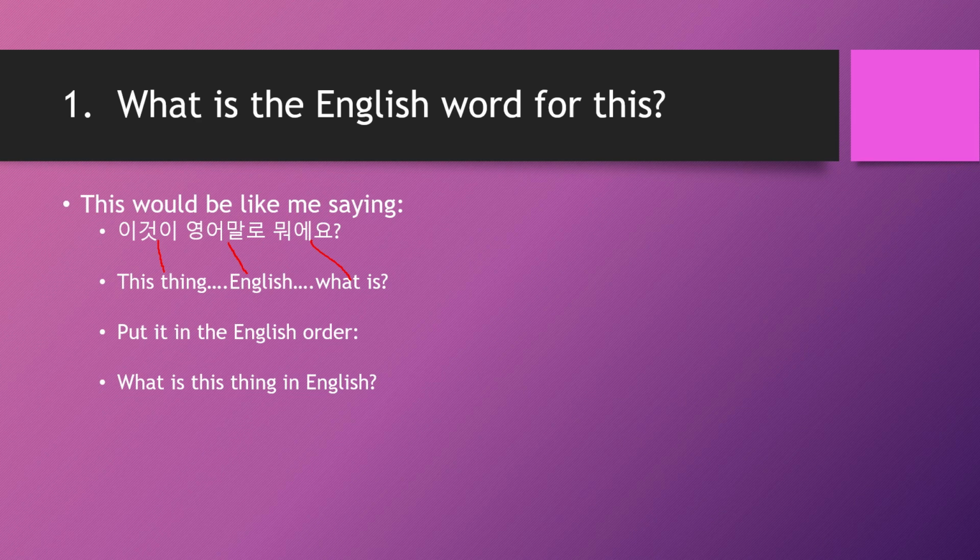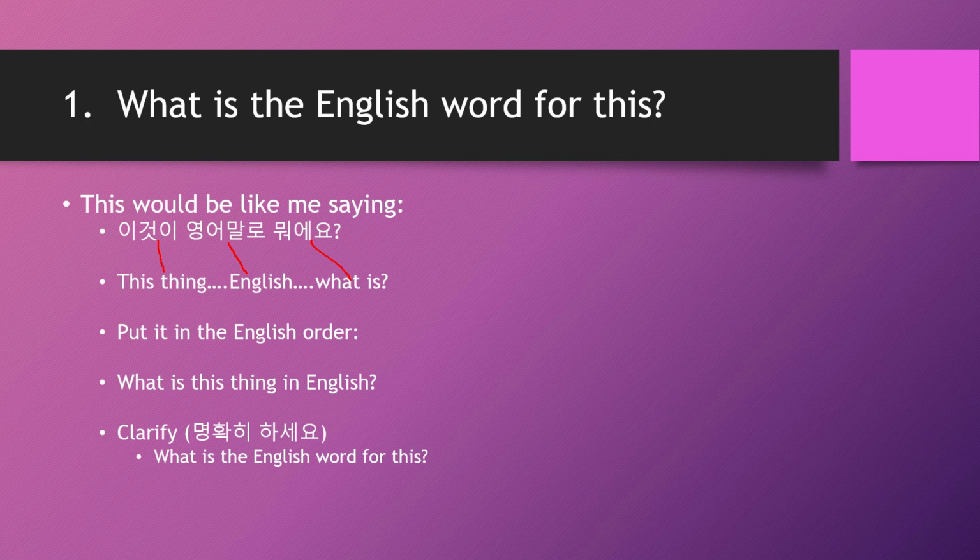However, we might want to clarify. We might want to be more clear. We might say, what is this word? What is the word for this in English? Clarify. 명확히 하세요. Clarify. Make more clear. Make it more easy to understand what it is that we're trying to say. What is the English word for this?